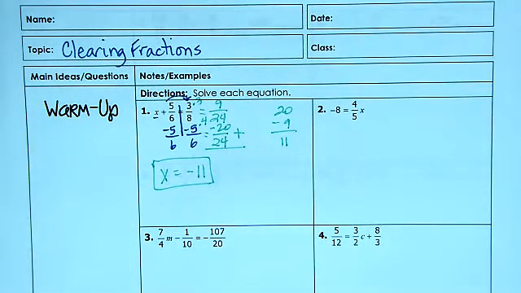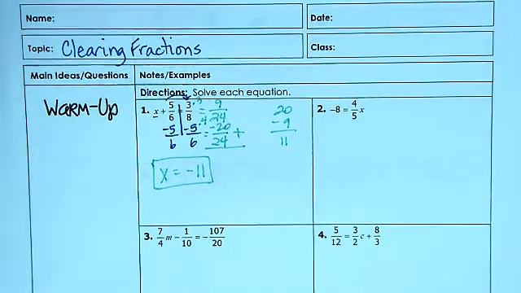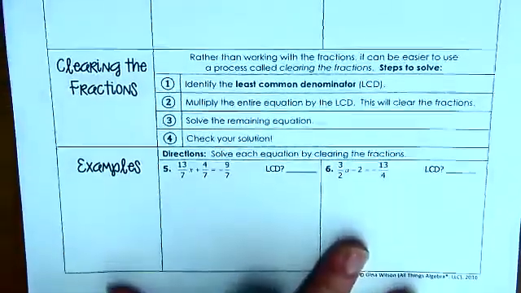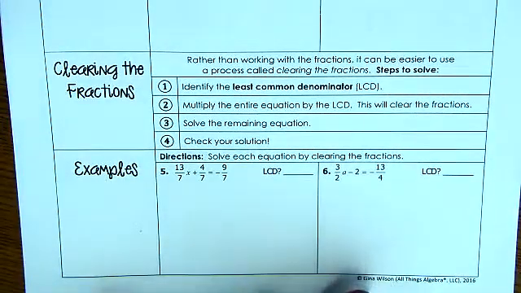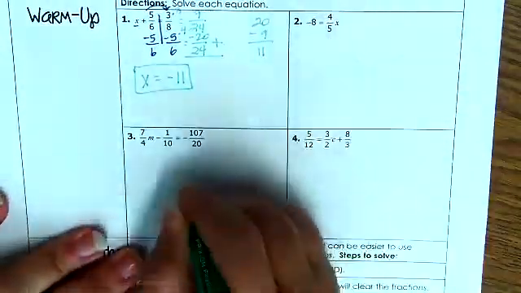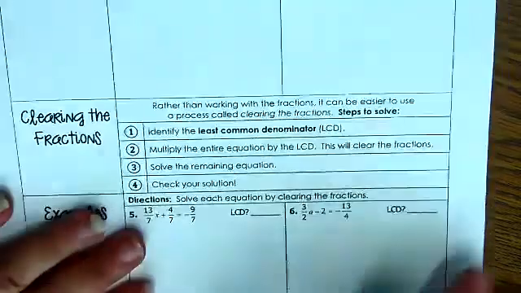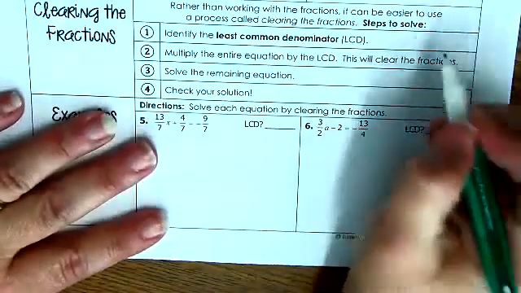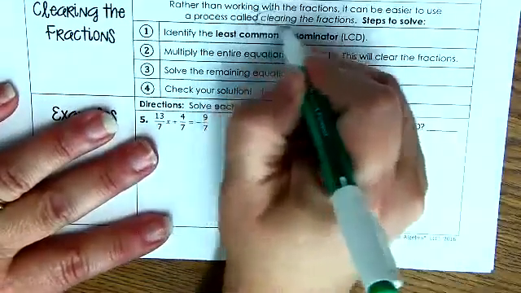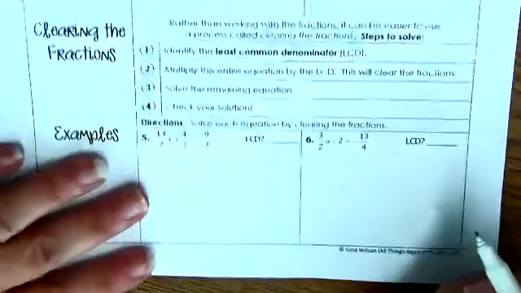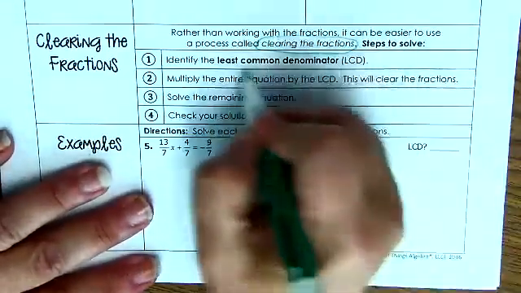All right, so now what we're going to do is, so we don't have to remember all those fraction rules, we're going to clear the fraction. And guys, also, I'm not going to make you work these 3 problems. So rather than working with the fractions, it can be easier to use a process called clearing the fractions. The first step is to identify the least common denominator.